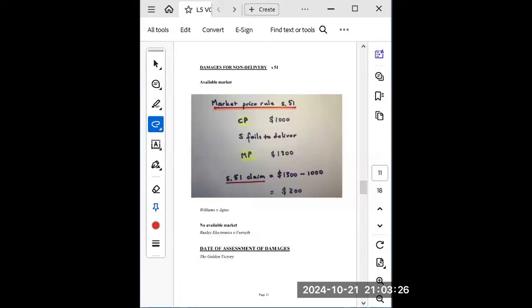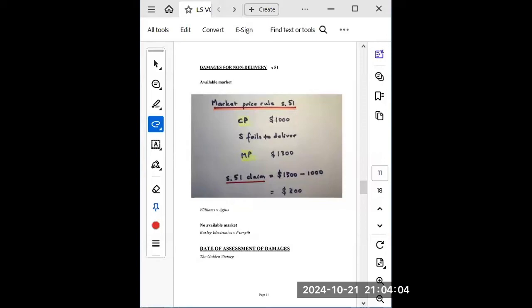Now, it does not matter if the buyer had a sub-buyer for the goods at either more or less than the market price. That's because, you see, the buyer is expected to buy at the market price and resell to his sub-buyer. The authority, Williams against Aegis. No needful facts. Williams and Aegis is a huge case. The House of Lords said, disregard resale price. So if there is an available market, the buyer must sue on the market price rule.